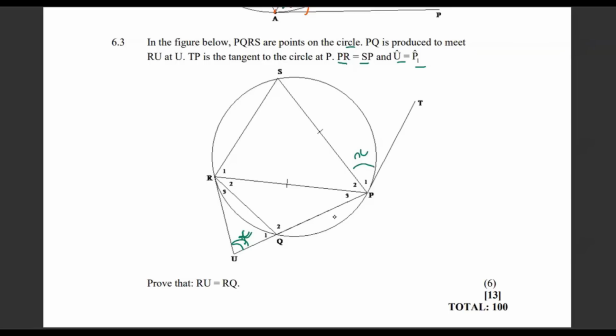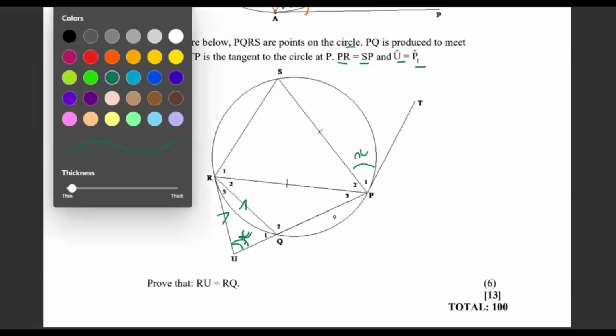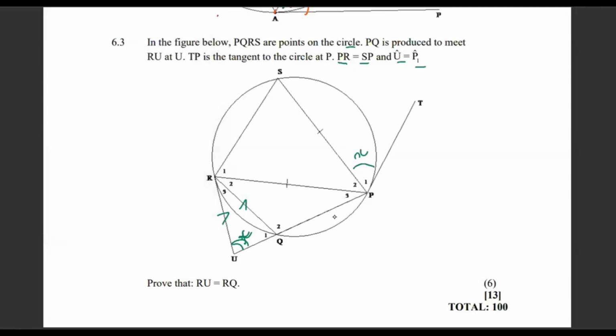What is the question asking for? Can we prove that RU is the same as RQ? Okay, so remember we have two sides that are just adjacent to each other, right? Sides that are next to each other. So if we can prove that Q1 is also X, because I'm letting P1 be X, then we're done proving and we can draw our conclusion.